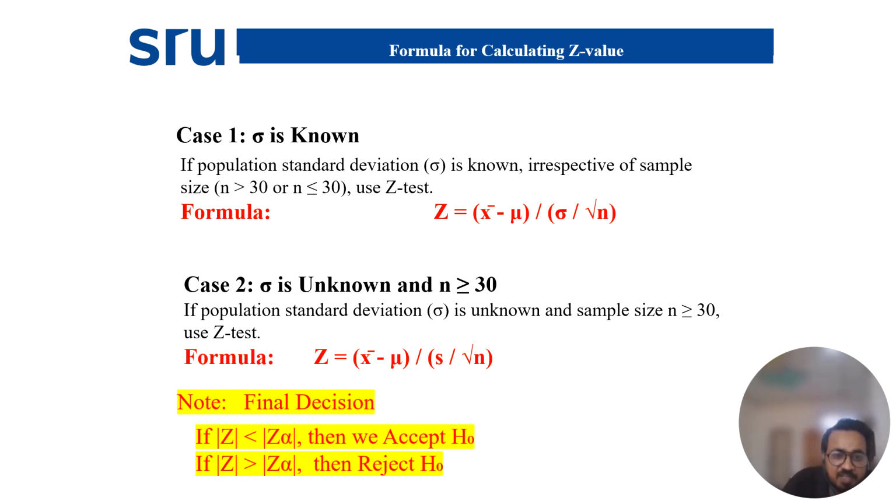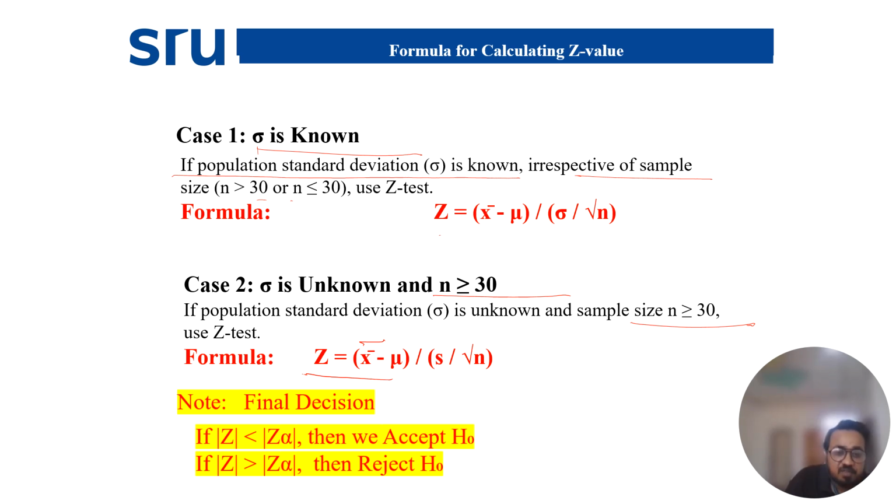There will be two cases. One case is if the sigma is known. If the population standard deviation sigma is known, irrespective of the sample size n greater than 30 or n less than 30, in that situation we will use Z equal to X bar minus mu by sigma by square root of n, right? The second case is sigma unknown and n is a large sample, that is n greater than 30. If the population standard deviation is unknown and sample size n is greater than 30, then we will use Z equal to X bar minus mu by S by square root of n.